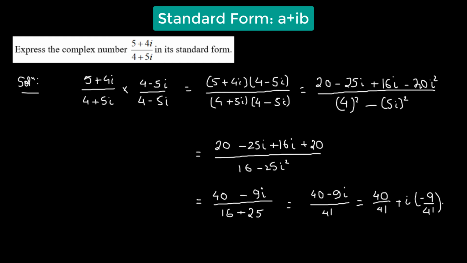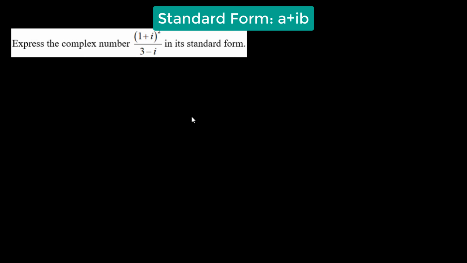Let us do another one. So we have a complex number 1 plus i squared divided by another complex number 3 minus i. We need to convert it to standard form. Remember, the trick is to convert the denominator from a complex number to a real number. So we do that by multiplying the numerator and the denominator by the complex conjugate of the denominator.